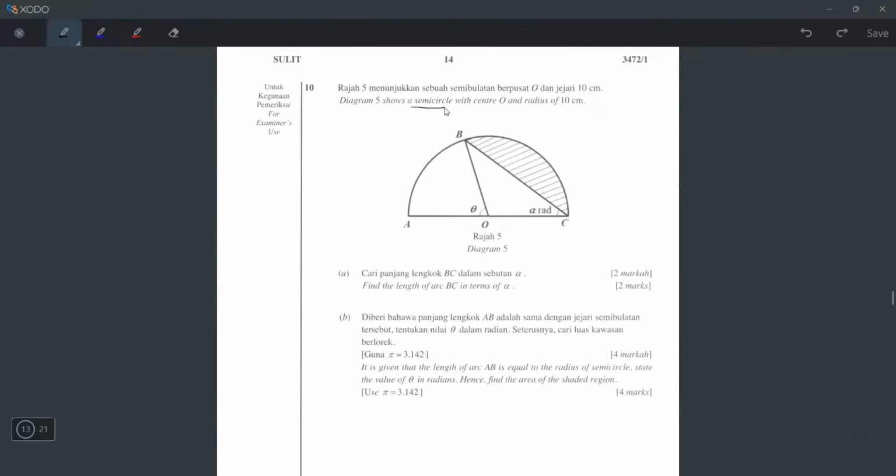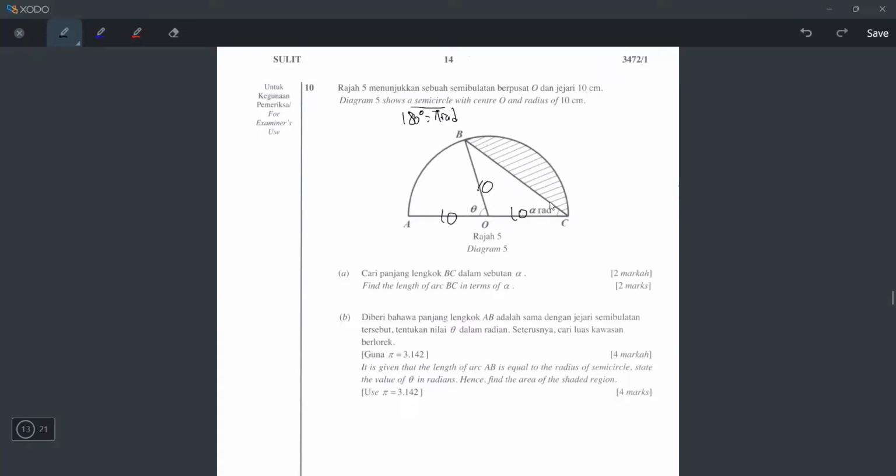Diagram 5 shows a semicircle, which means it's 180 degrees here. I don't want to write it because later it's very hard, as the line is blocking here. So 180 degrees, but in radians it's pi, because one circle is 2 pi in radians, so a half circle is pi. Radius is 10 cm, so 10, 10, and here also 10 because all of these are radii.